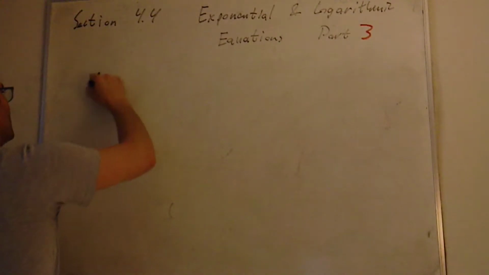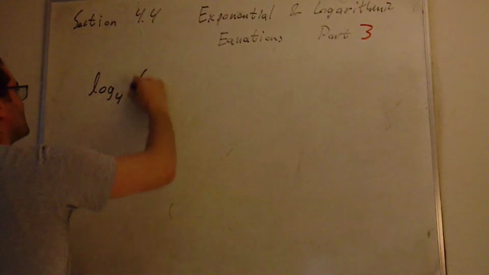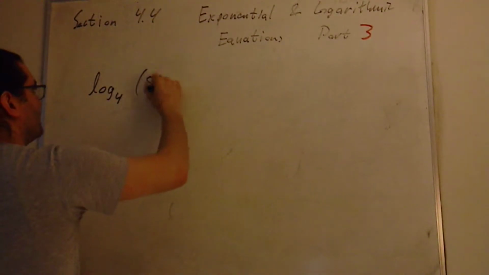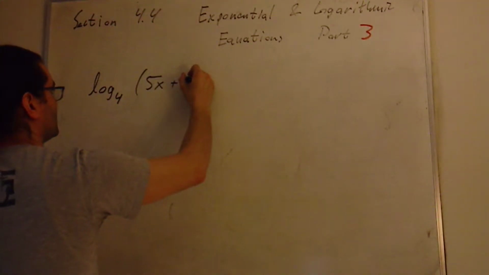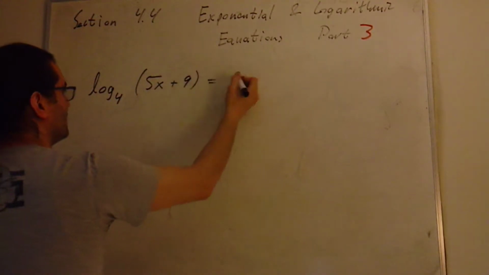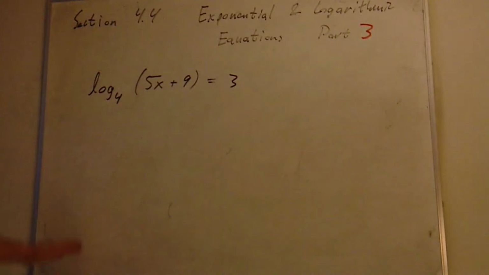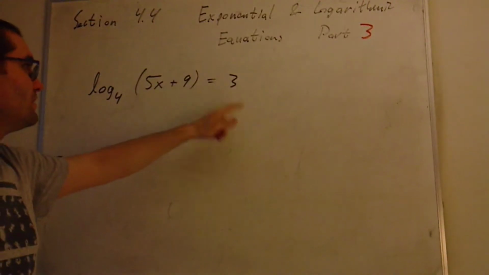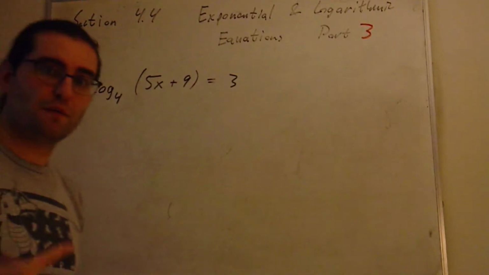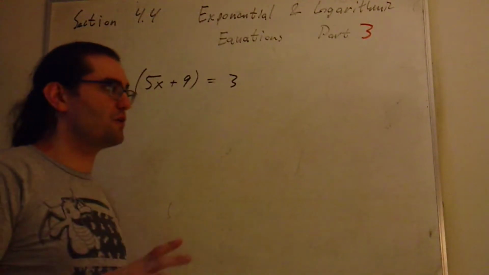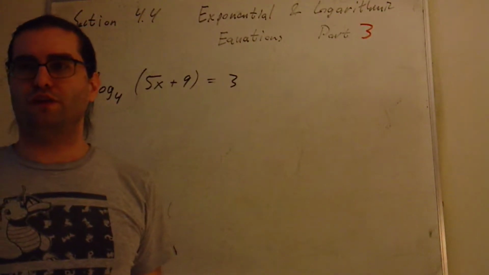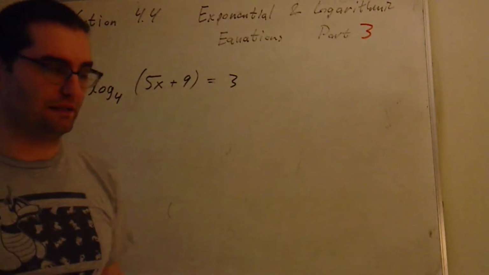They might look something like log base 4 of 5x plus 9 equals 3. This we can see pretty clearly is a logarithmic equation. It's got a log in it, it's got an equation. And we have to solve these by using the trick we know about logarithms to examine what they mean.